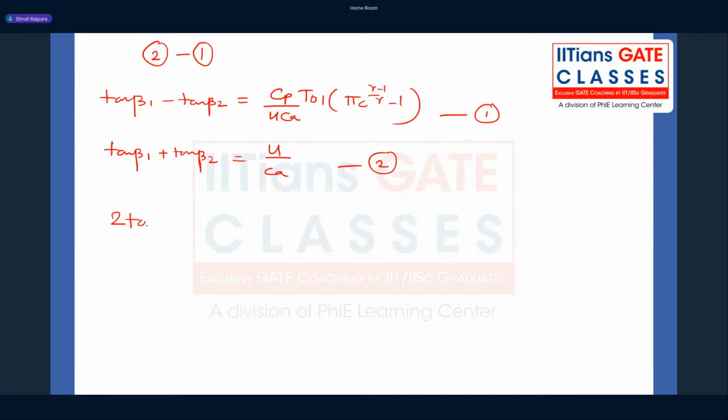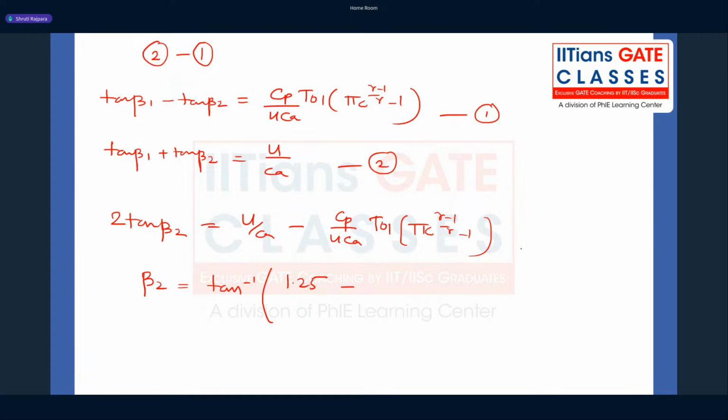So we will get on LHS 2 times tan beta 2. In RHS, we will get, in the final stage, we can just replace all the values. So here beta 2 can be tan inverse of U by CA, which is 1.25 if you put the values. This entire term turns out to be 0.4694 and this 2 taken in the denominator. So hence in degrees you will get it as 21.32 degrees.